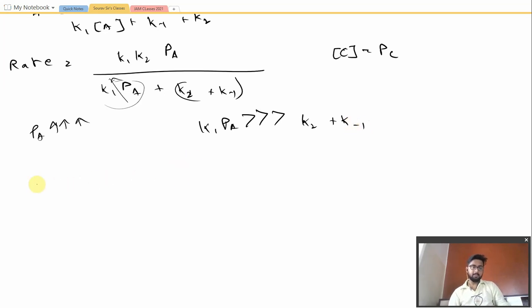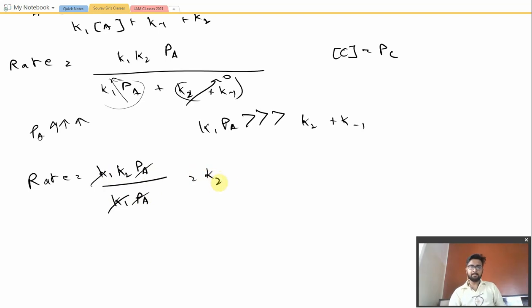So from this we can neglect this part down. This whole bracket tends to be 0. So rate would be equal to K1 K2 PA divided by K1 PA. K1 is cancelled out, PA is cancelled out. So the rate is equal to K2 in the only form, and we may write K2 as K2 into PA to the power 0. To the power 0 means equal to 1. So we can just write that. So this would be the case.